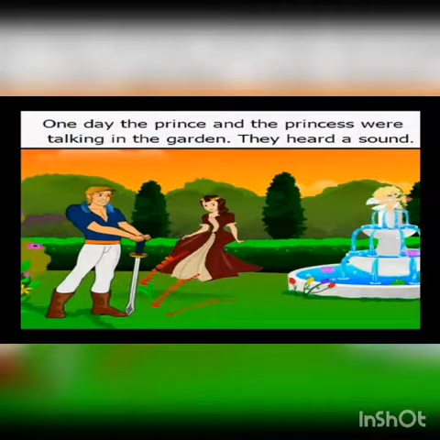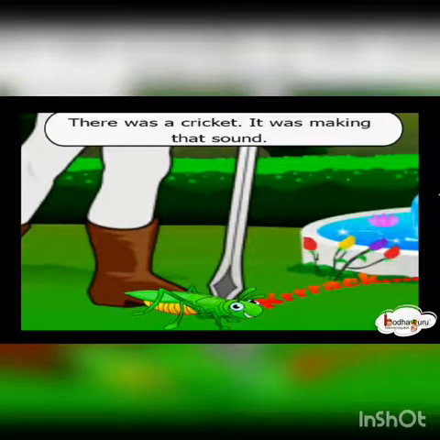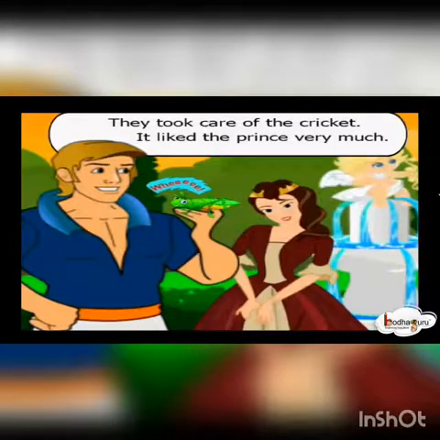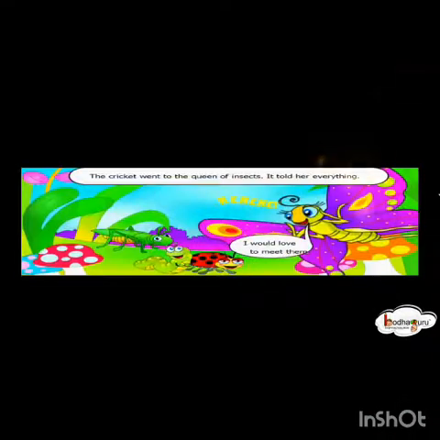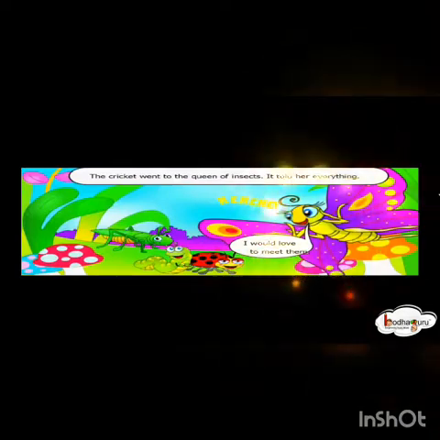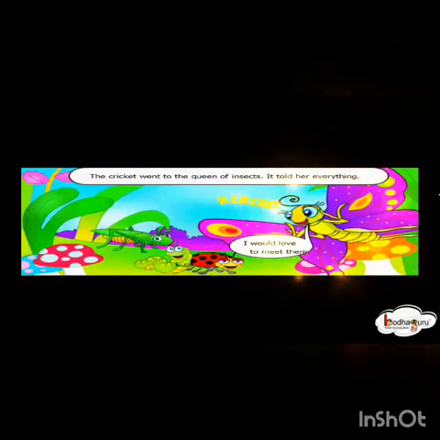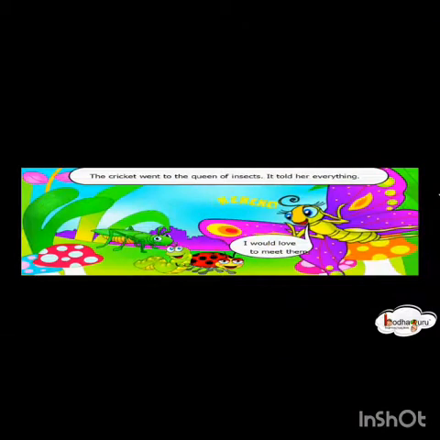One day, the prince and the princess were talking in the garden. They heard a sound. There was a cricket. It was making that sound. They took care of the cricket. It liked the prince very much. The cricket went to the queen of insects. It told her everything. The queen was very happy and she said, "I would love to meet them."